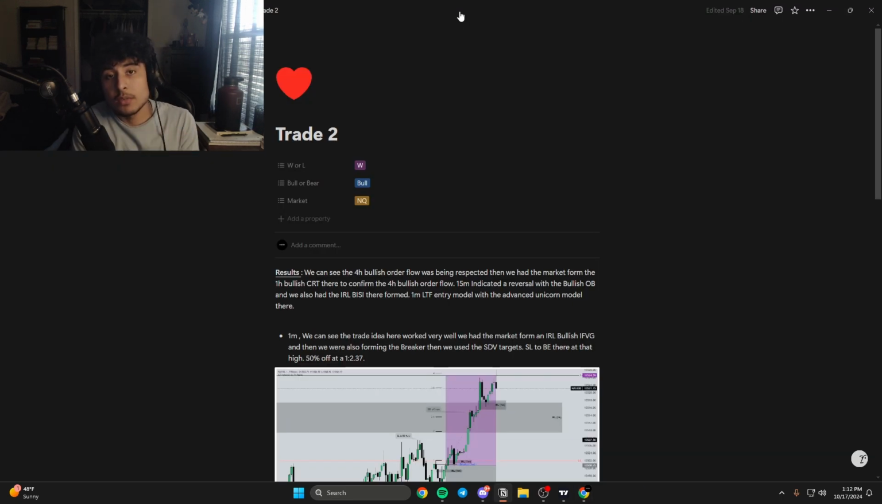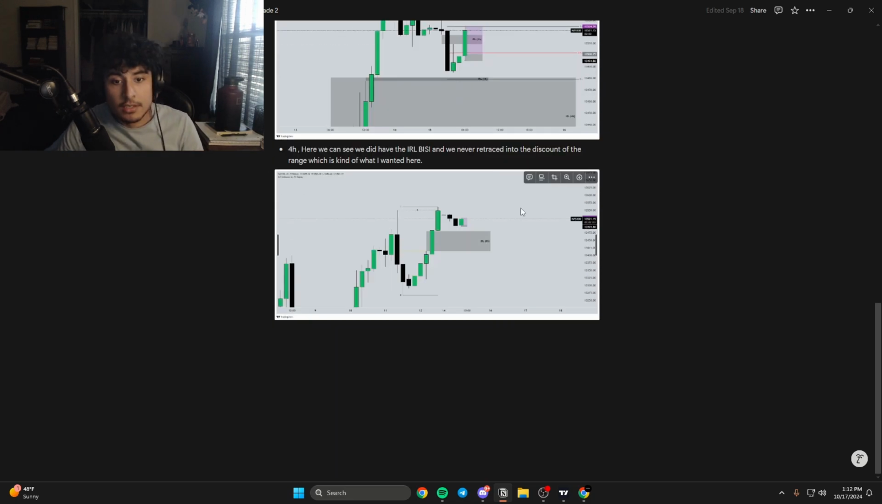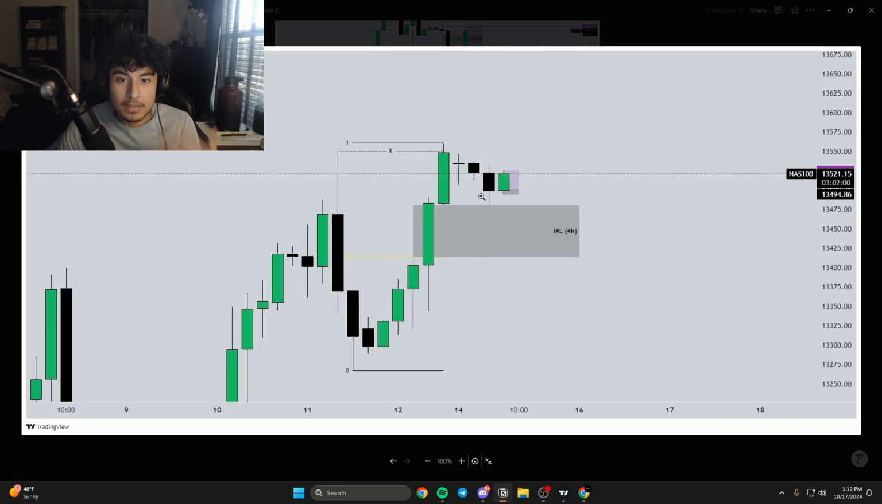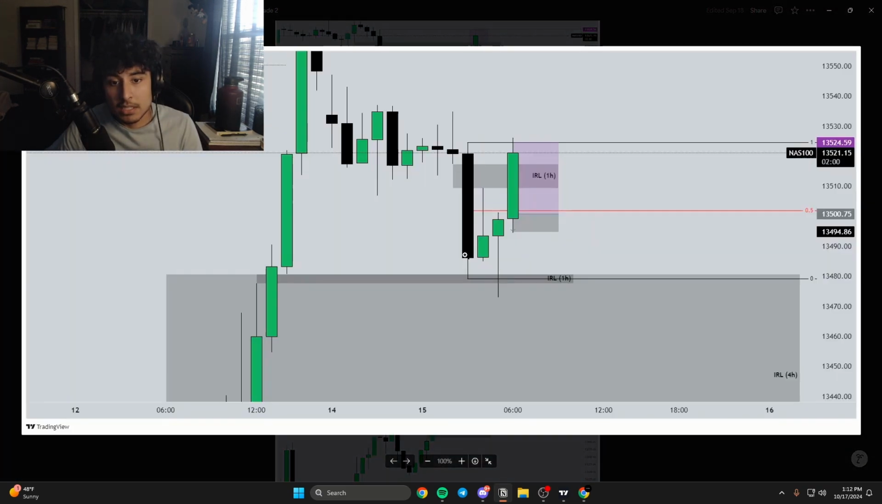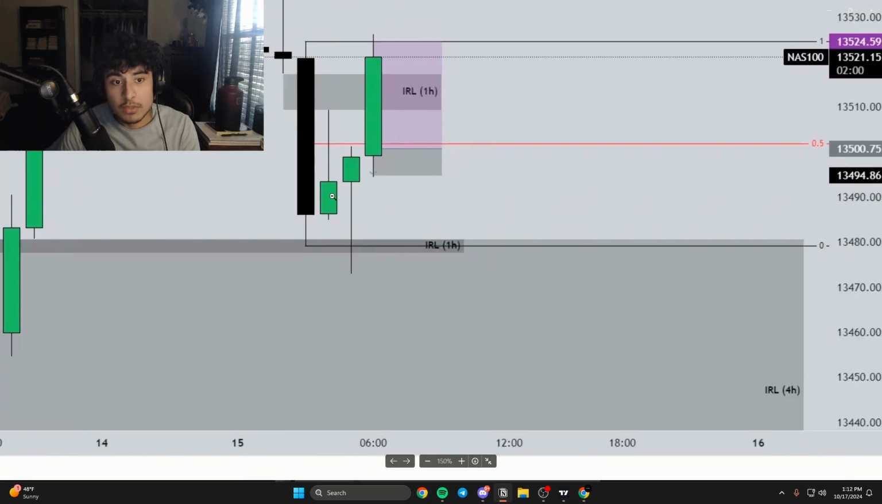I'm gonna show you guys one trade with CRT versus the other one, the V1. This is the one trade with CRT. You can see here it's a lot different. The accuracy on the trade is a lot better. On the 4-hour time frame, we had a 4-hour buy side imbalance being hit, and then we had a 1-hour CRT. You can see we swept the low.